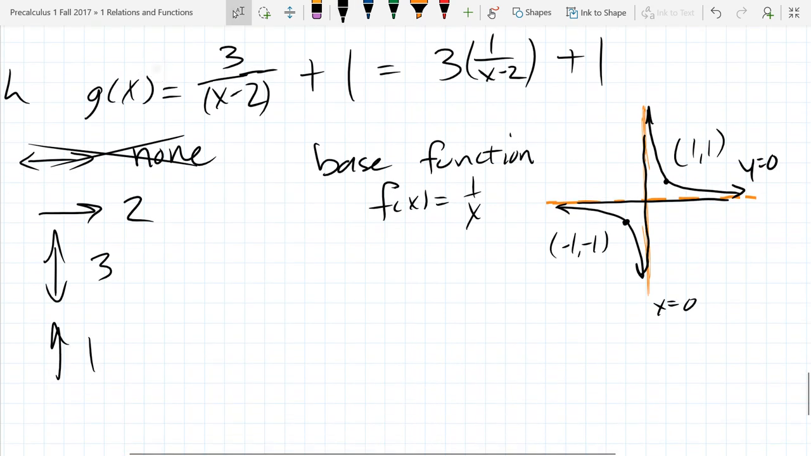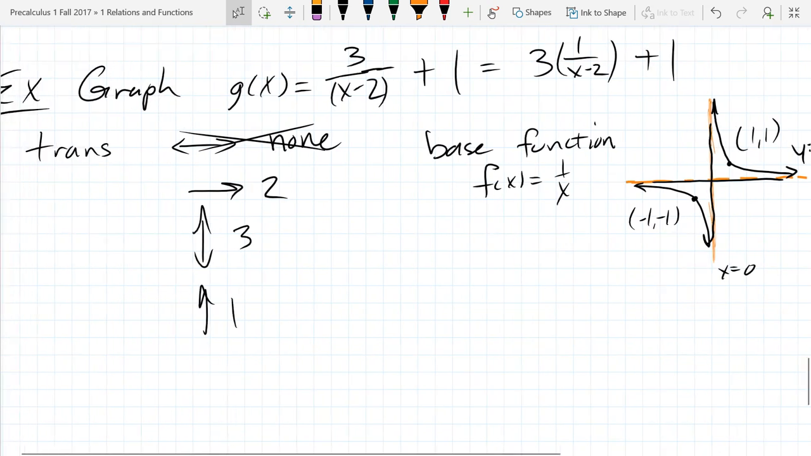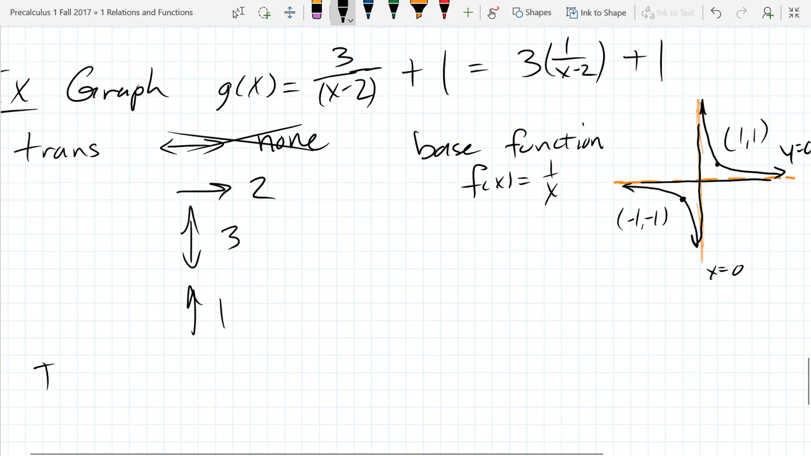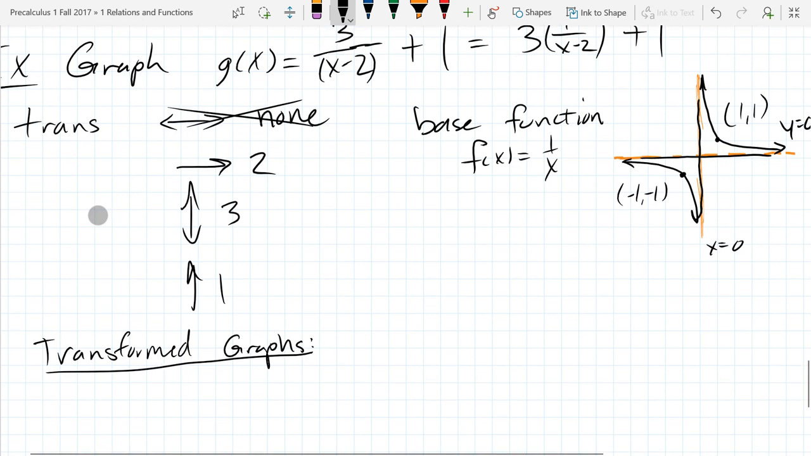All right, shift right 2. So we're going to do that first. So we're going to write all of our graphs down here. So our transformed graphs. We're going to do only one transformation at a time. So we're going to have 3 graphs we're going to draw. The first one will be shifted right 2.